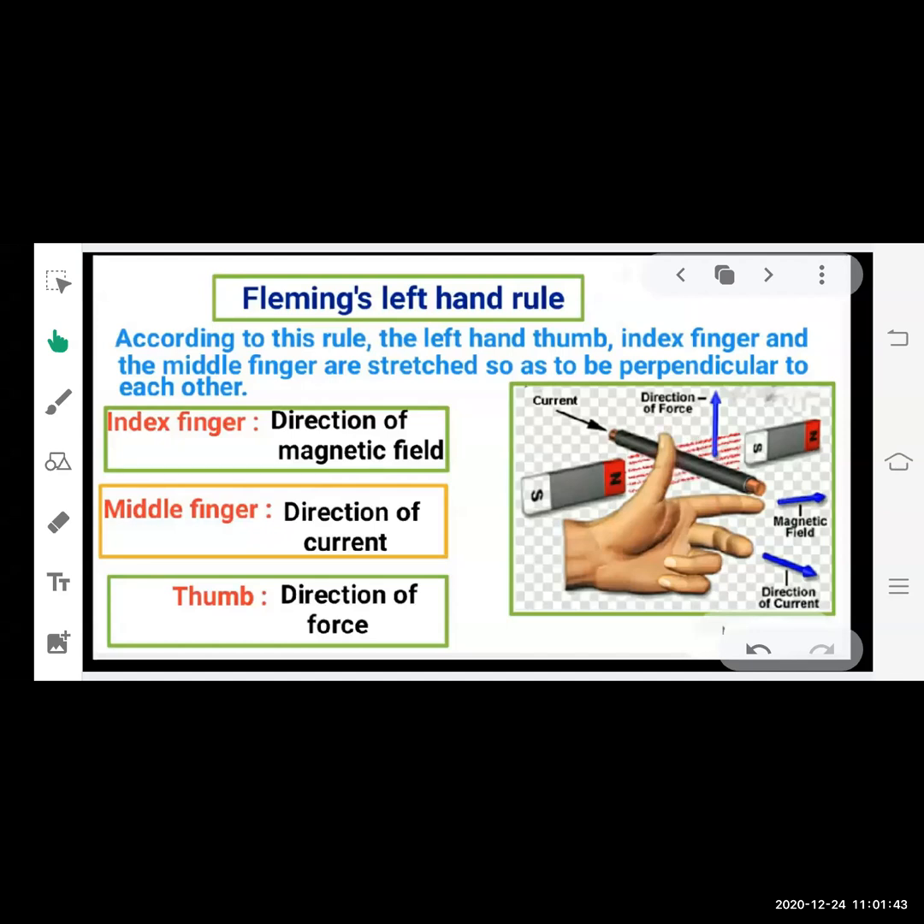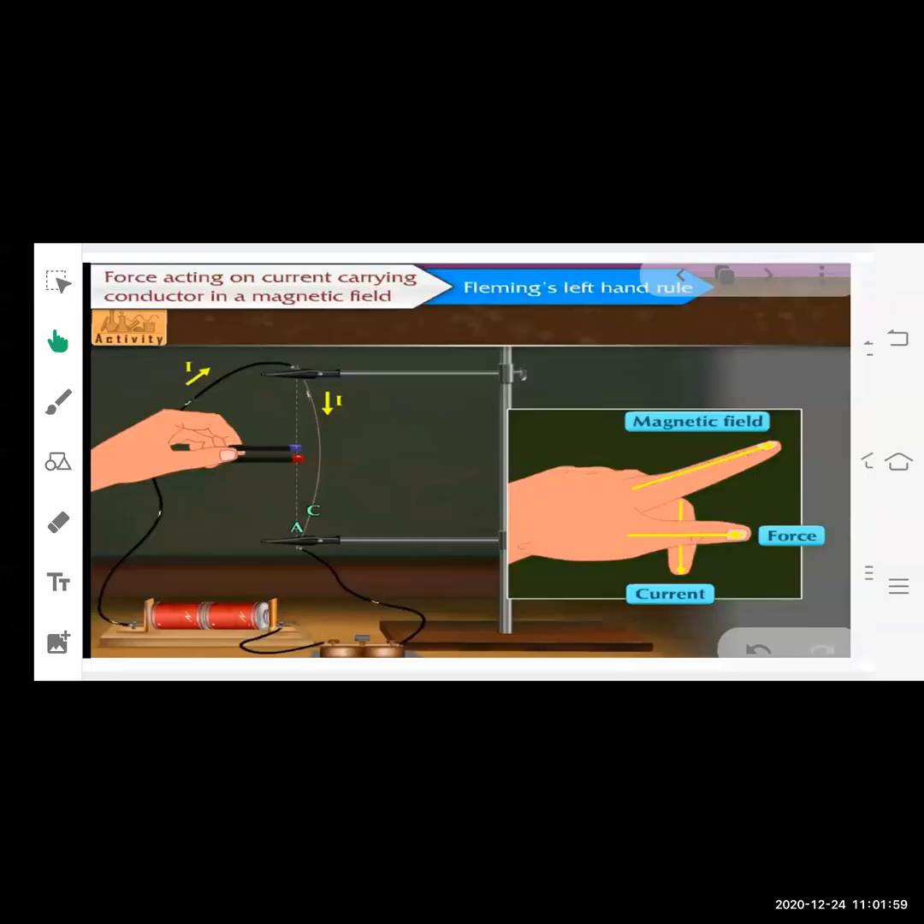And you have to keep in mind that all these three fingers should be perpendicular to each other. That means the angle between these two fingers should be 90 degrees, and the angle between these two fingers also should be 90 degrees. Okay, now let's see in our experiment how we have to use our Fleming's left hand rule to find out the direction of force.